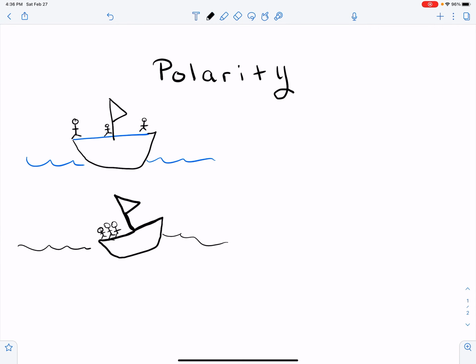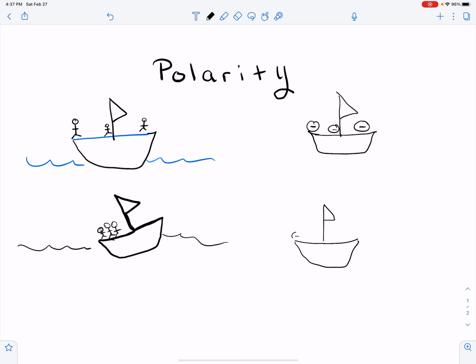So we'll take a boat, and the boat is going to be our molecule. And say we have negative charges, and we have a negative charge here, a negative charge here, and a negative charge here, and they're evenly spread out on the boat. Does that mean that this side of the boat or this side of the boat is any more attracted to something? Probably not.